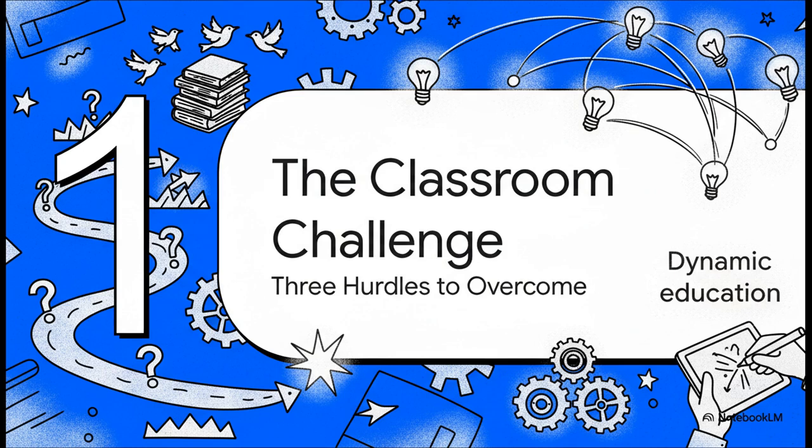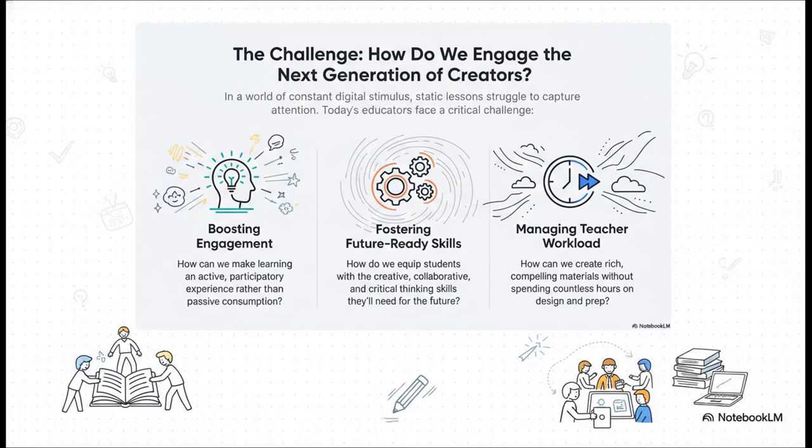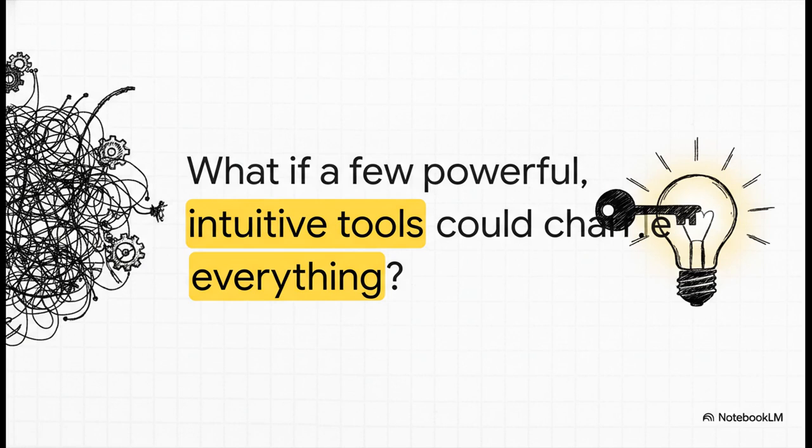And it's not just one thing, you know? There are really 3 key hurdles we need to clear to make our classrooms truly dynamic places of learning. And I'm guessing these probably look pretty familiar to you. First, boosting engagement. How do we make learning active and hands-on? Second, how do we build those future-ready skills? Things like creativity and collaboration that our students are actually going to need out there. And finally, the big one for all of us, how do we manage our own workload without spending our entire weekend on lesson prep? It can feel like a lot to tackle, for sure.